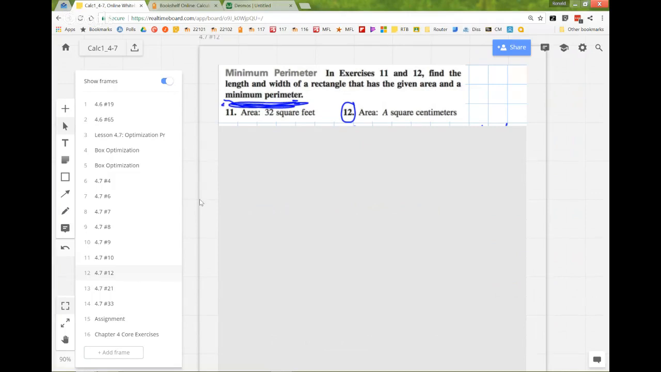So here we go, different section. In exercises 11 and 12, find the length and width of a rectangle that has the given area and a minimum perimeter. So this time we're given the area and we have to find the perimeter, minimum. And again, look what they did. They gave you the area is A square centimeters. So once again, just like with P for the perimeter, that A is some constant, but we don't know what it is. That's the area.